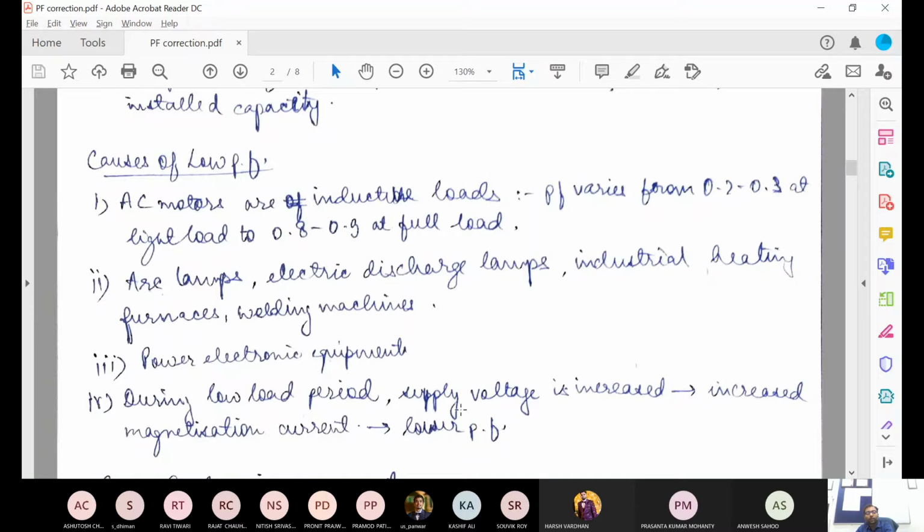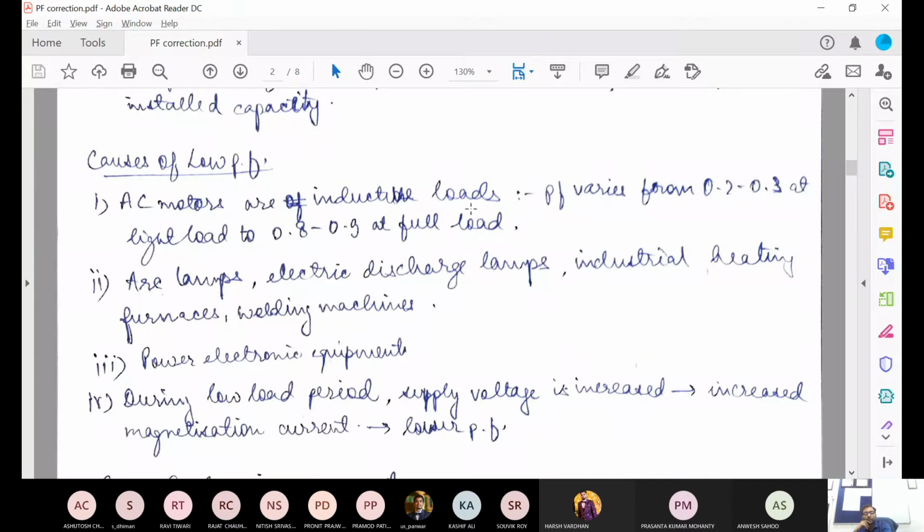And during low load period, the supply voltage, so this is not really a prominent effect, but you can say a secondary effect, is that when you are having a low load period, the supply voltage is increased relatively, because the load is lower. During that time, due to this increased supply voltage, the magnetization current in all the devices in the circuit, the transformers or other devices, will draw slightly higher magnetizing current, which will have a further effect of lowering the power factor.